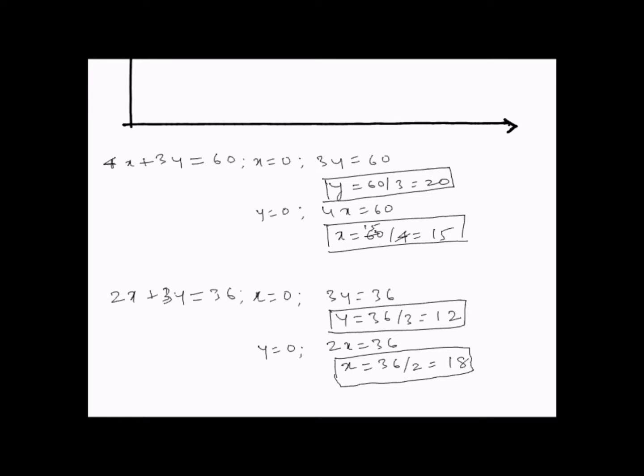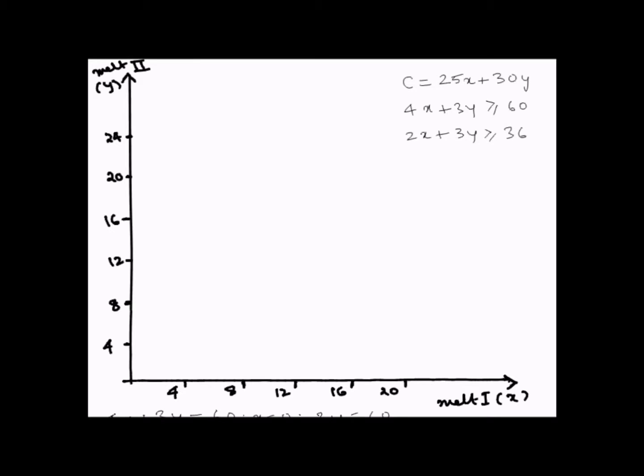Now with this information, we can plot these two lines. So let us do that. Now as you can see in this graph, based on the x and y intercepts for the constraints that we had found earlier, I have decided the scale for this graph. Now the first equation, 4x plus 3y is equal to 60, has a y-intercept of 20 and x-intercept of 15. So let us draw this line.